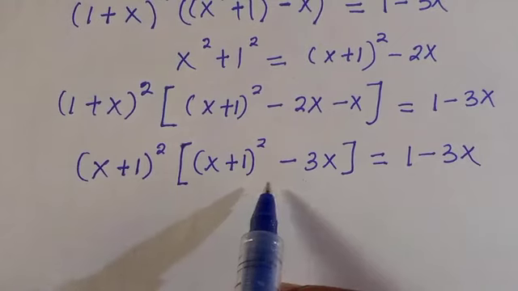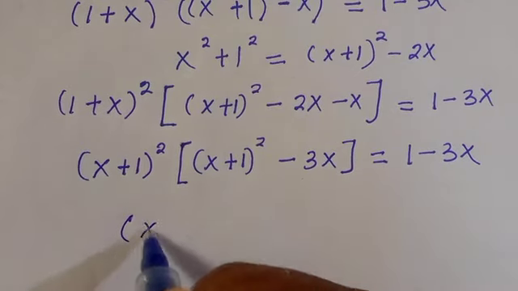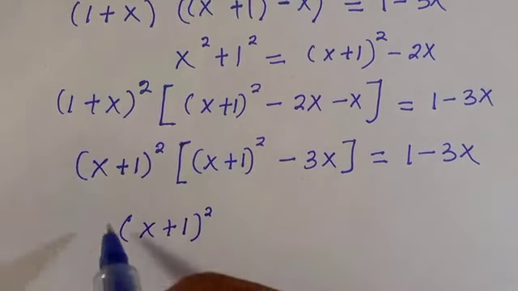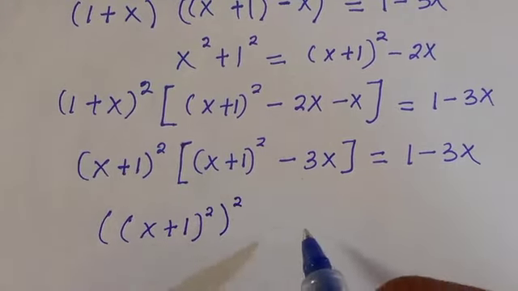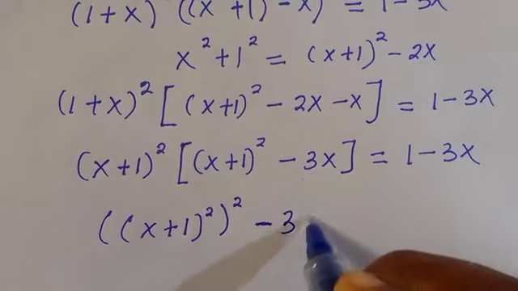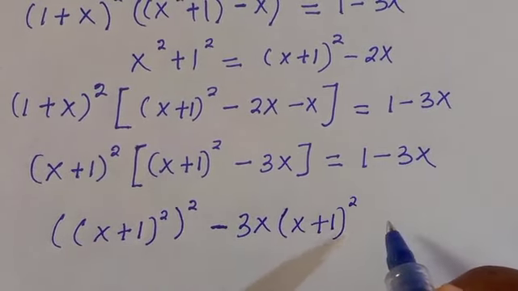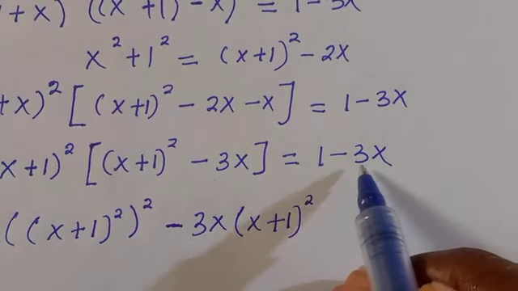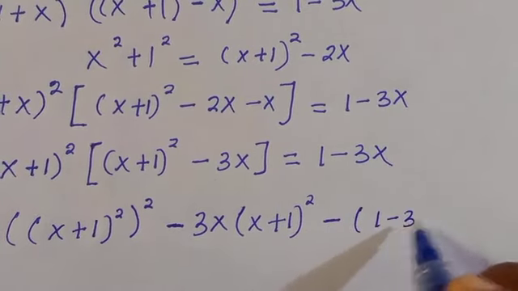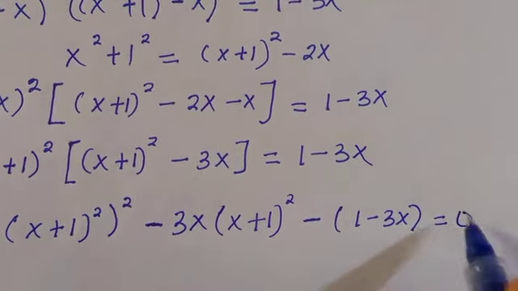By opening the parentheses in this, we have x plus 1 square multiplying this. We are going to have it as x plus 1 square, but both of them are the same, so which means I can let this one take another square. So when this multiplies this, we have it as minus 3x bracket x plus 1 square. And for this one, when I take the whole of this here, we have it as minus bracket 1 minus 3x, all in bracket, everything equals 0.